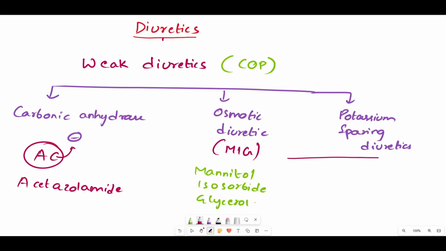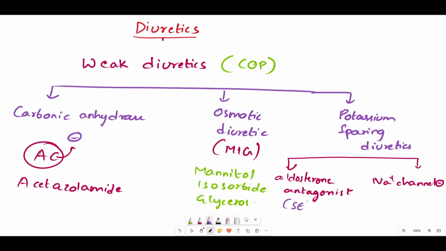These are further divided into two subclasses. One is called aldosterone antagonist and the other class is called renal epithelial sodium channel inhibitors. Aldosterone antagonist and sodium channel inhibitors. So in the aldosterone antagonists, just remember it as SE, where S means it is spironolactone, spironolactone. E means it is eplerenone.